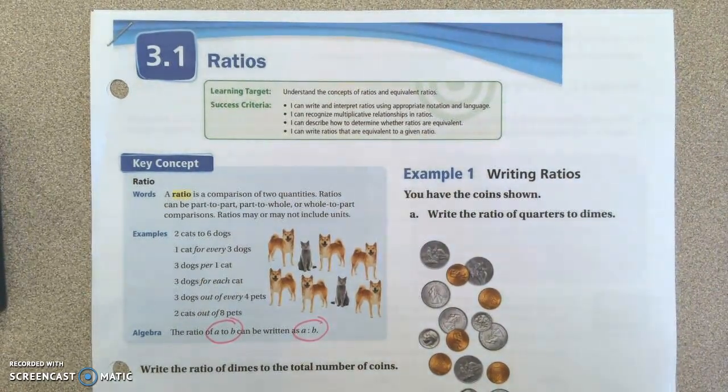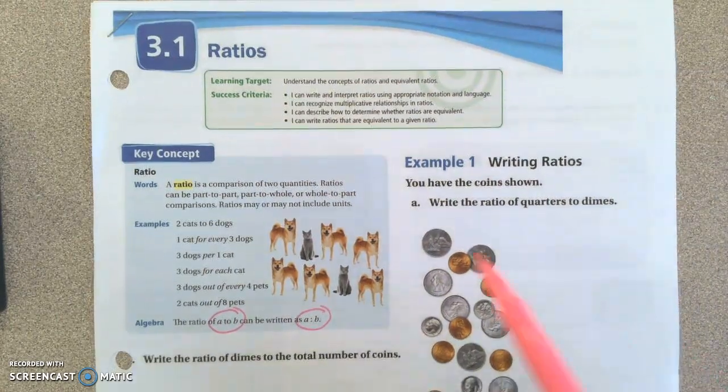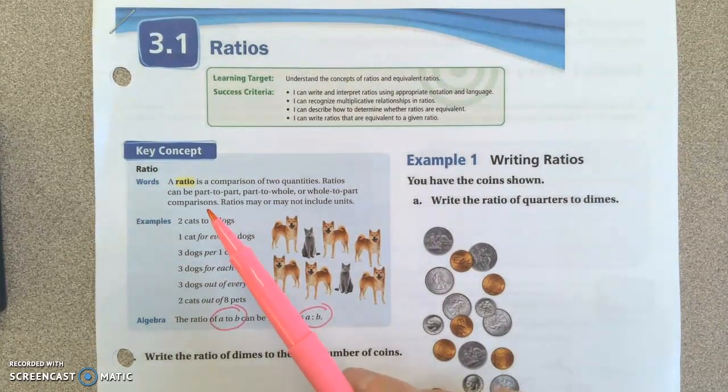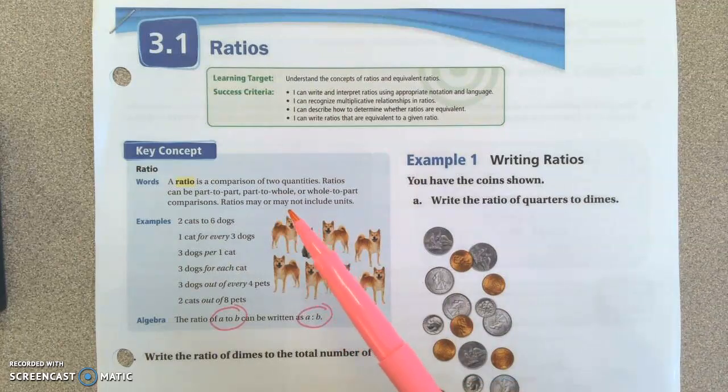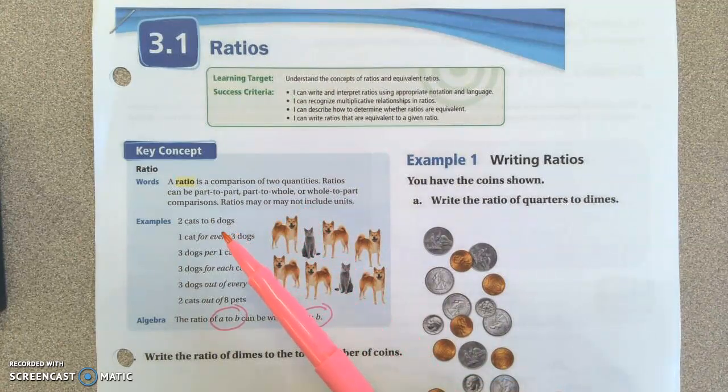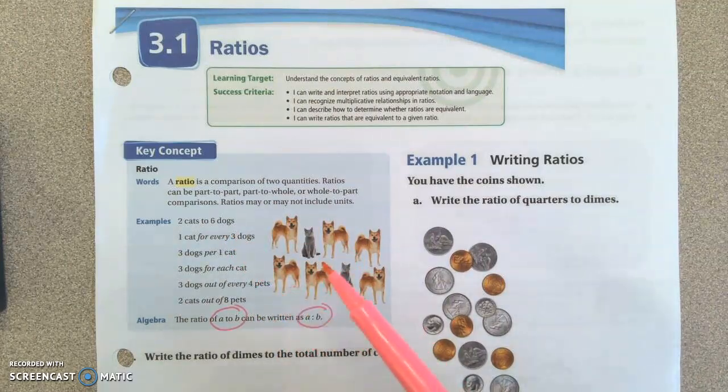Today we are going to focus on just the idea of ratios and then also look at equivalent ratios. So we have talked about a ratio. It is a comparison of two quantities. They can be part to part, part to whole, whole to part comparisons. Here's some examples. Comparing 2 cats to 6 dogs, 1 cat for every 3 dogs, 3 dogs per cat. So these are all different phrases we would use that utilize ratio language.